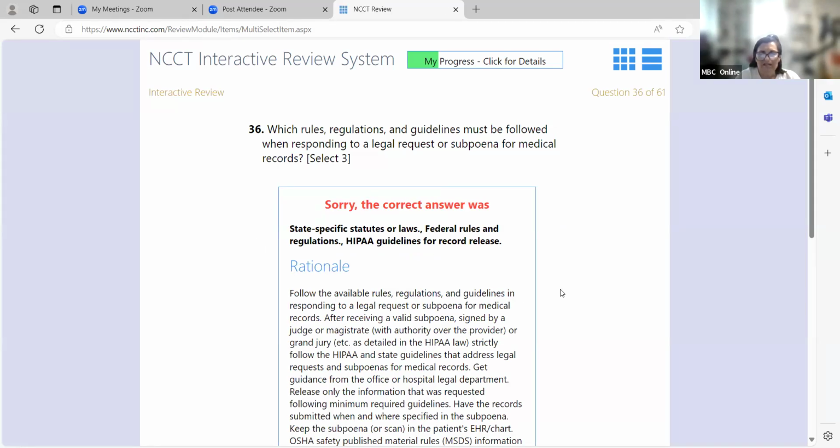That was wrong. It wasn't OSHA, it was state statutes or laws, federal rules and regulations, and HIPAA guidelines for record release. What you picked, OSHA, I can see why you would think that, but that actually has to do with proper disposing of certain medical materials and keeping things safe from hazardous materials. So that really doesn't have to do with anything regarding records and them being subpoenaed.